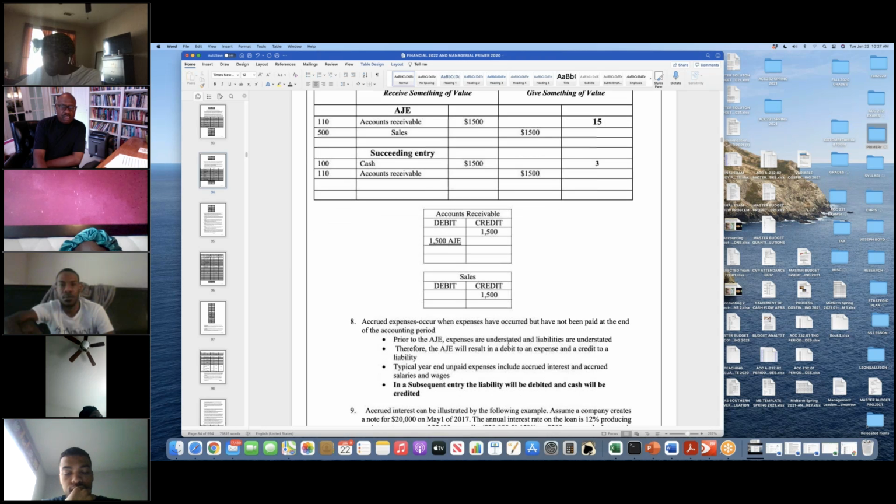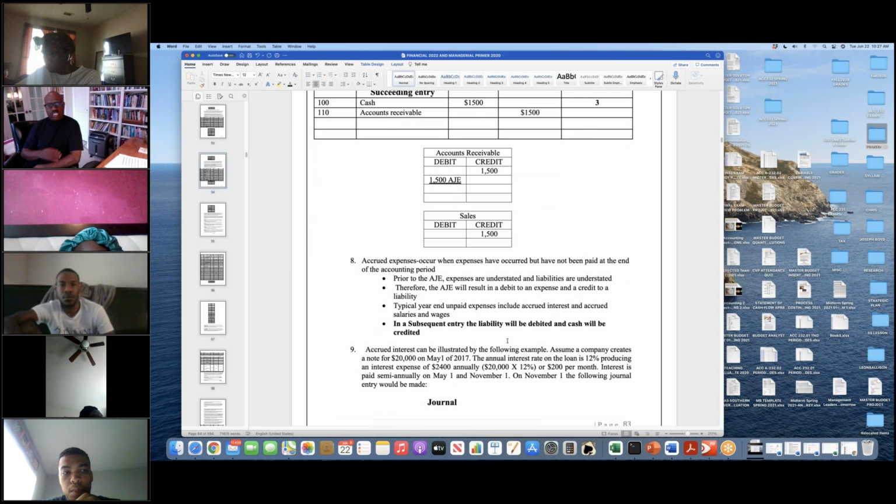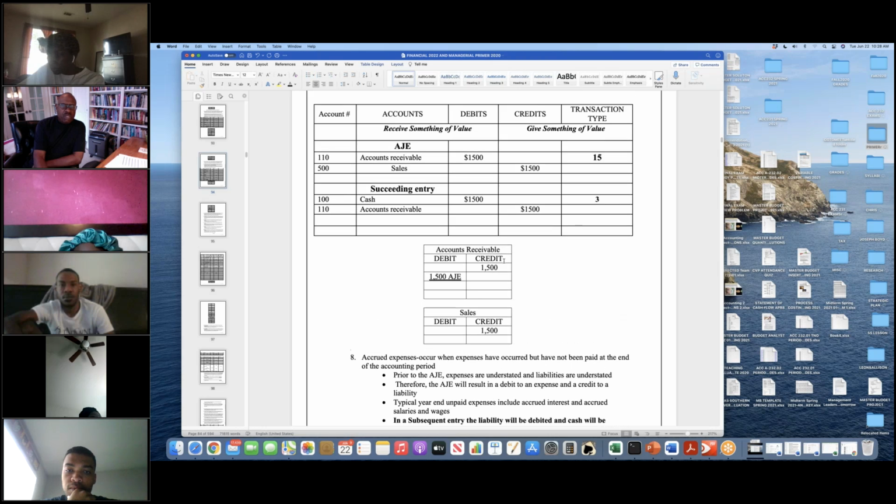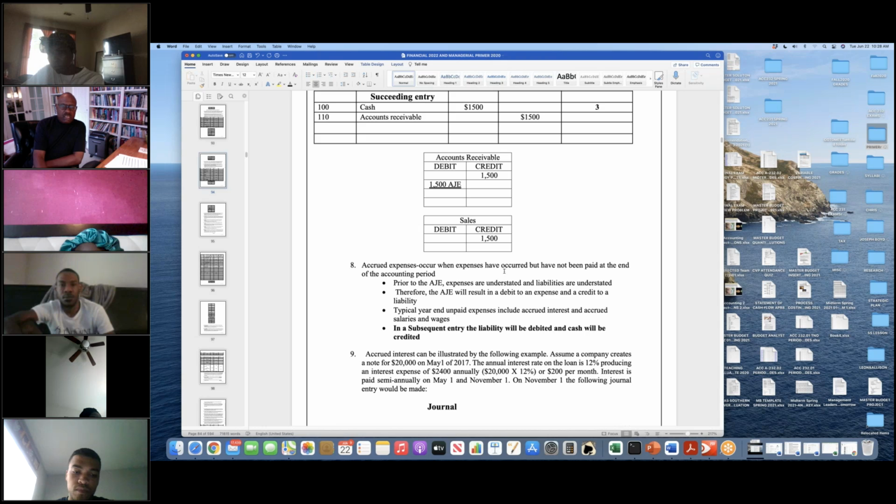Accrued expenses occur too. Accrued expenses can occur when we have incurred an expense at the end of the period, but it hasn't been paid, and in a subsequent entry, the liability will be paid. So it's just the opposite of the accrued revenue, where we did the work and then we got cash later. Here we've incurred the expense, but we pay it later.